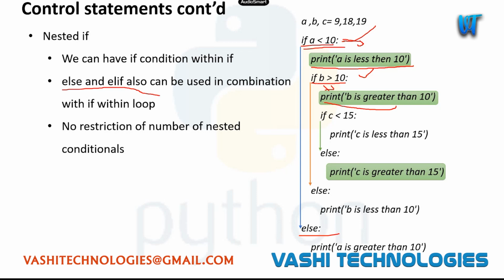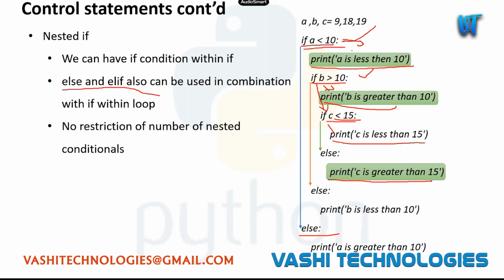And then within this second if, we have a third if, which is c less than 15. It will go to this condition where we have c less than 15 and it will check for this. Here, you see, print c less than 15. So if c is less than 15, it will enter this block, else it will enter this else block and it will print c greater than 15.